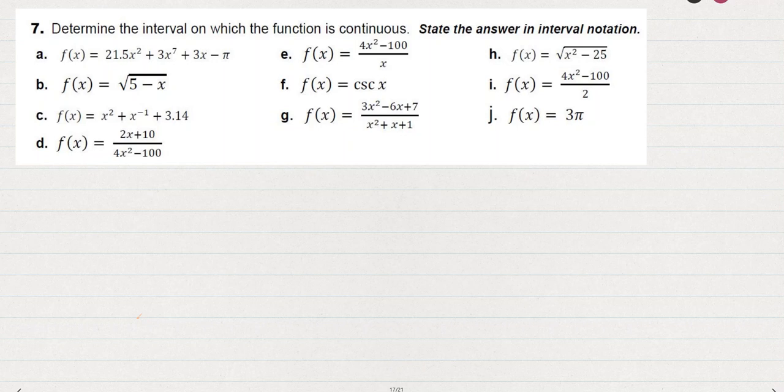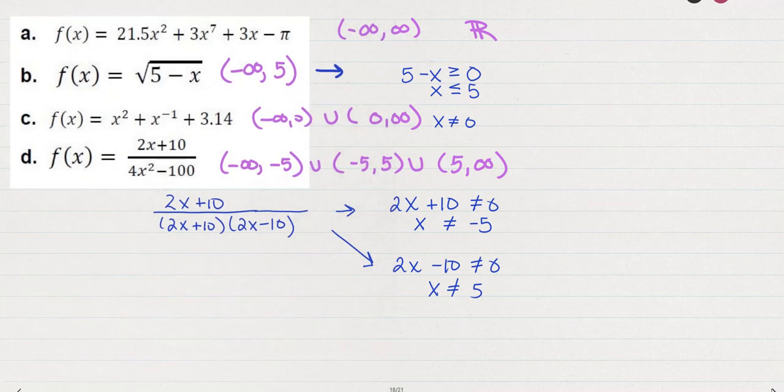So number 7a, we already did that. We did do that one in class. We said that it's continuous for all real numbers. So in interval notation, that would be negative infinity to infinity. And the reason why is because it's a polynomial.